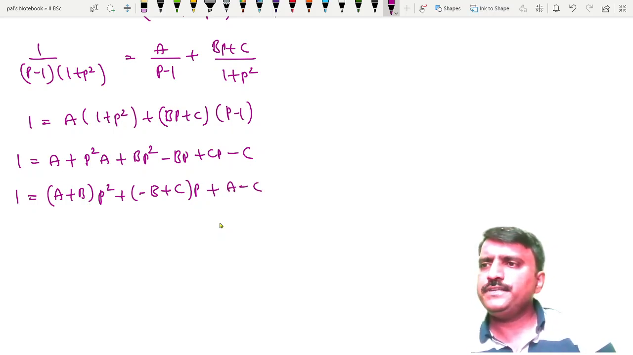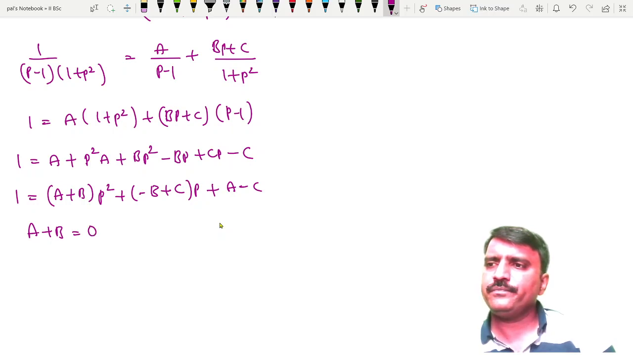Here the coefficient of p square is a plus b. So you take a plus b is equal to 0. The coefficient of p is minus b plus c. You take minus b plus c is equal to 0. And here the constant is 1. So the term which is independent of p is a minus c. So a minus c is equal to 1.